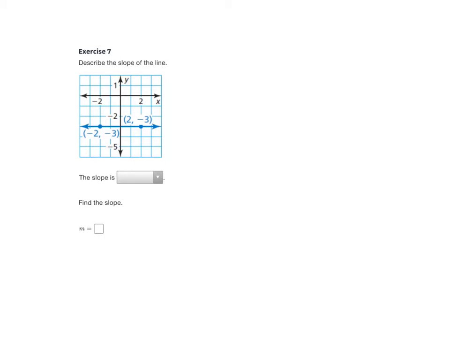Alright, let's keep going. Exercise 7. This one here, a horizontal line has 0 slope. So this is 0, the m is 0. Right? If you wanted to do it, here's our first point. -2, -3, this is x from the first point, y from the first point. And then I've got 2, -3, which is x from the second point, y from the second point.